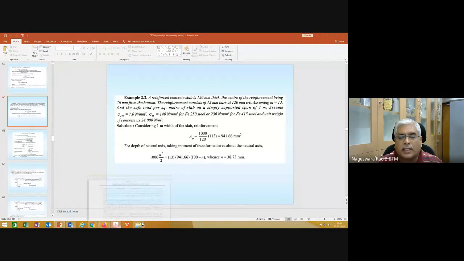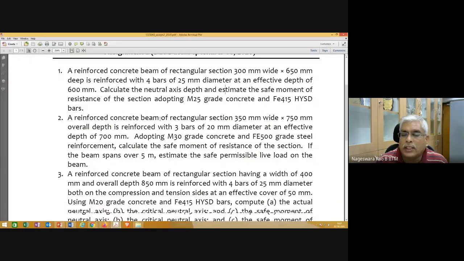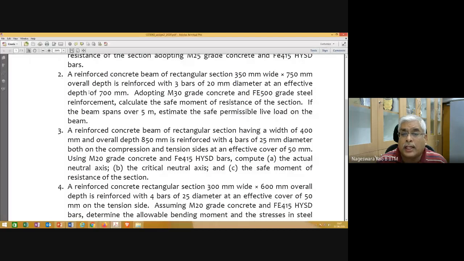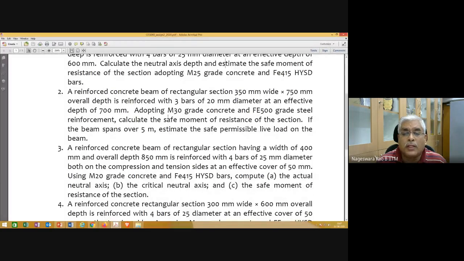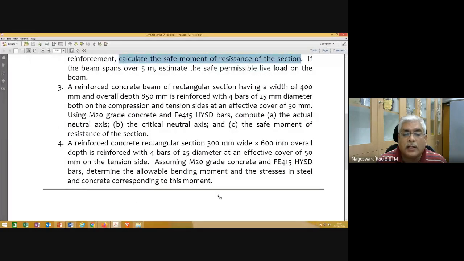Please note that in the assignment problem, the first problem asks you to find the safe moment of resistance of the section. Then you need to use the cracked section. If you see the second problem, here also you are asked to find the safe moment of resistance. So here also you will be using cracked section.